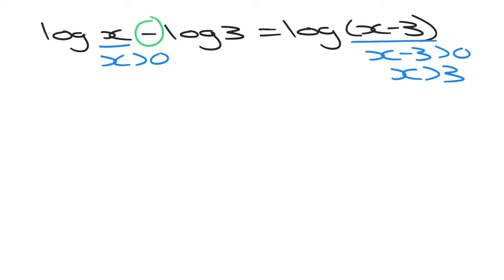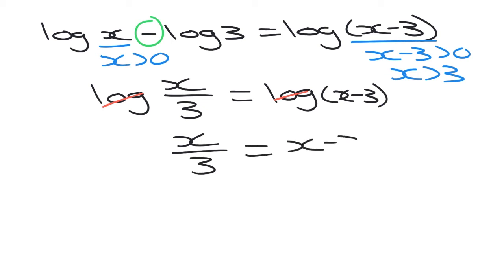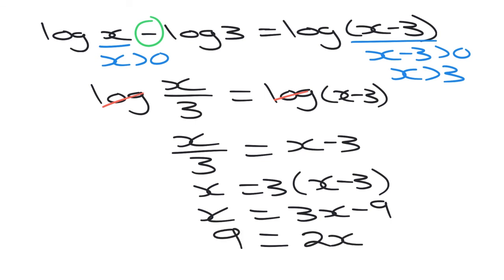Taking a look at this minus here tells us we need to divide, so we're going to have log of x over 3 is equal to log of x minus 3. Now, since we have log on both sides, we're going to forget about that. So we have x over 3 is equal to x minus 3. Multiplying the 3 on both sides, you have 3 multiplied by x minus 3, so x is equal to 3x minus 9. Taking the x's over to the right-hand side, you'll be left with 2x, and the negative 9 over to the left-hand side, you'll have a 9.